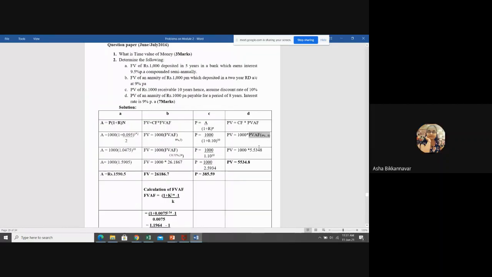Table number 4, very good. You will see 9% for 8 years. You will get this particular factor, that is 5.5348 into 1000. You get the present value as 5534.8. So in this way, we have completed problem number 2.